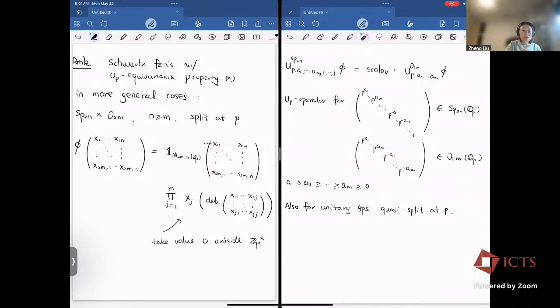If we do the U_p operators acting from both the symplectic and orthogonal groups, this Schwartz function actually has this equivariance property. This is also true for the symplectic and orthogonal theta correspondence. It's also true for unitary and unitary groups. If we consider a similar shape of Schwartz functions at p, we will also have this equivariance property for U_p operators.